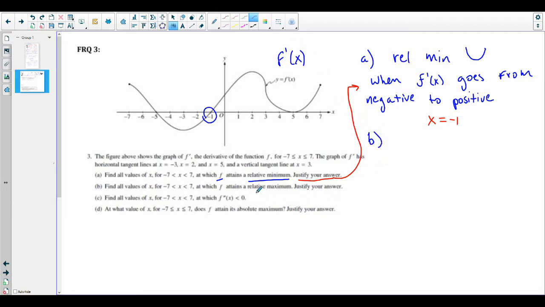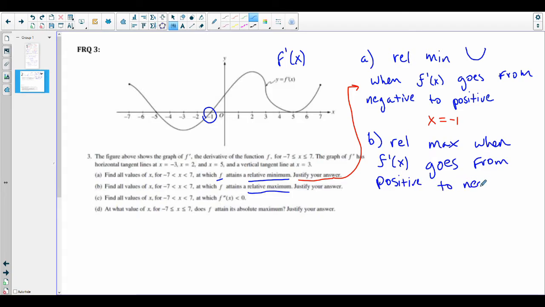Okay, so part B, same idea, except this time we're finding a relative max. So again, I'm going to lead with the justification. We have a relative max when f prime of x goes from positive to negative, because we're looking for somewhere where the curve is going up, then it changes direction and goes down. Okay, where does this occur? Where do we go from positive to negative? Well, it looks like that happens at x equals -5.